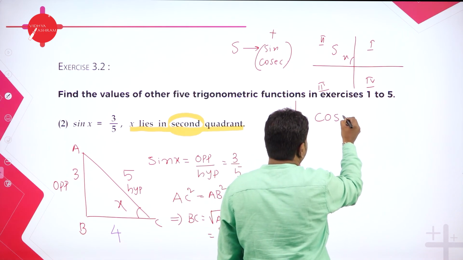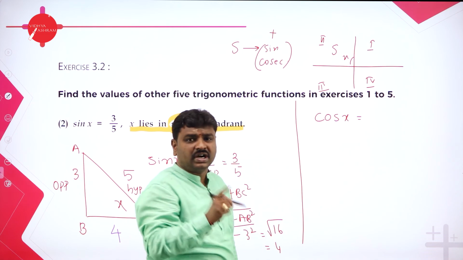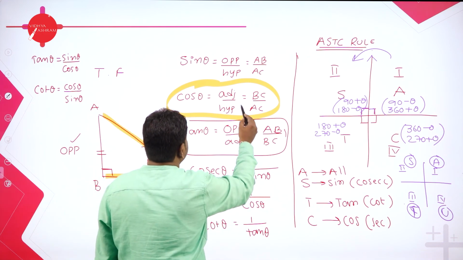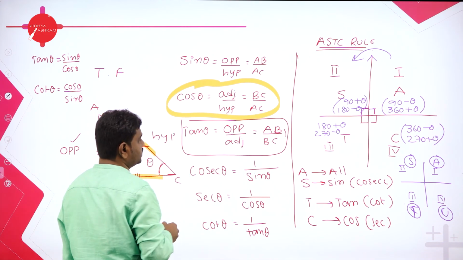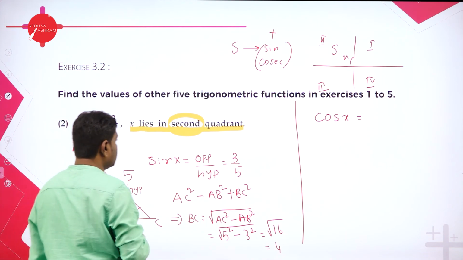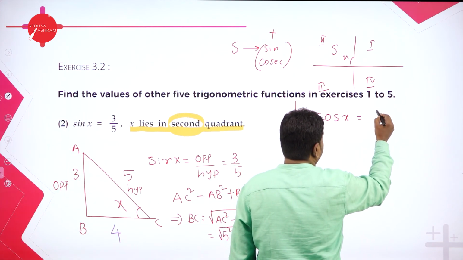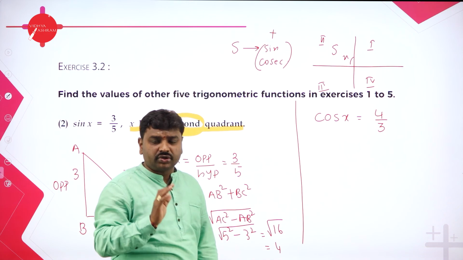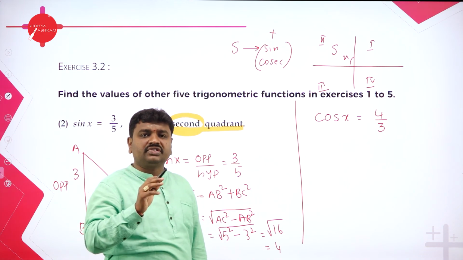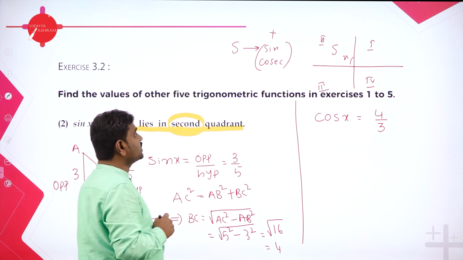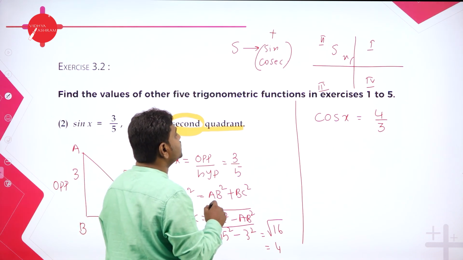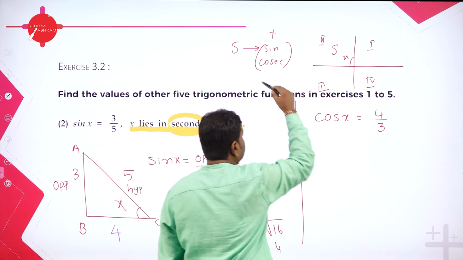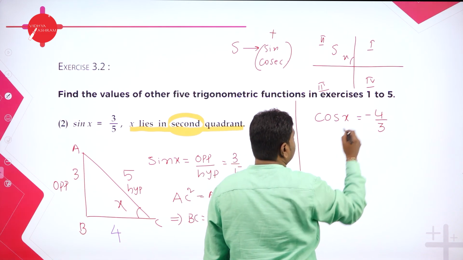Cos x. All of you know cos means adjacent by hypotenuse. So cos theta is adjacent by hypotenuse, BC by AC, which is 4 by 5. Now I should decide whether it is positive or negative. X lies in the second quadrant, where only sine and cosecant are positive, but cos is negative. Minus 4 by 5 is the answer.